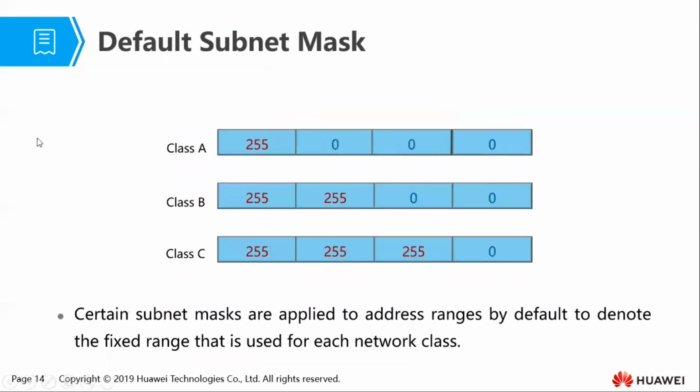Okay. So these are the default subnet masks for each of those classes. You can just have a look at them. We call them default because you can also have what we call VLSM, variable length subnet mask.